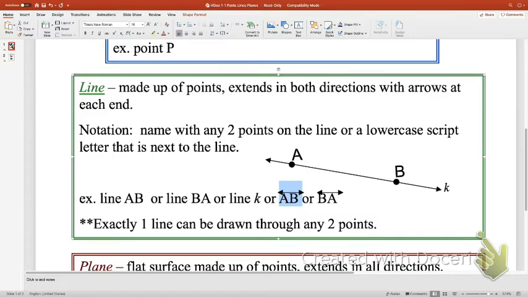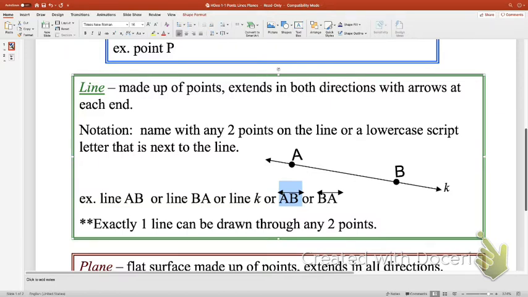Why do you think that has 2 arrows on top of it? Because it's a line. If it has 1 arrow, it's different. If it has no arrows, it's even different from that. Okay? Exactly 1 line can be drawn through any 2 points. So if I give you 2 points, there's only 1 line that can connect those 2. So what's our next word?